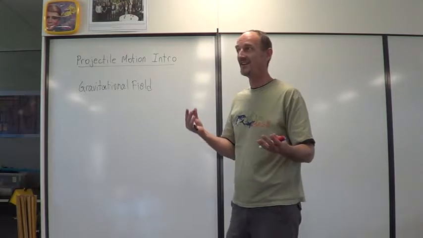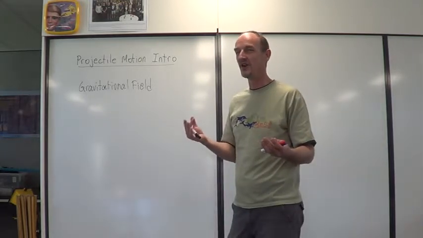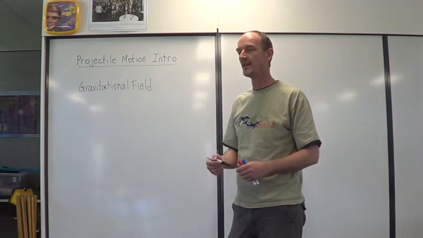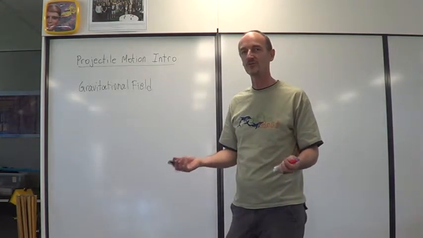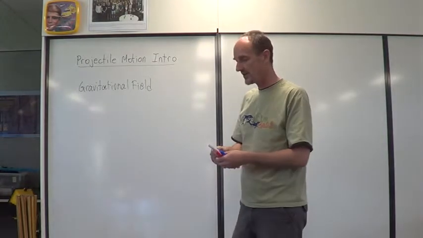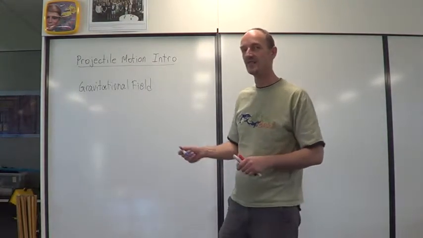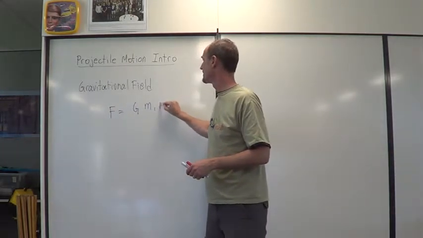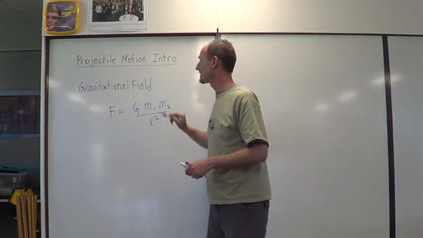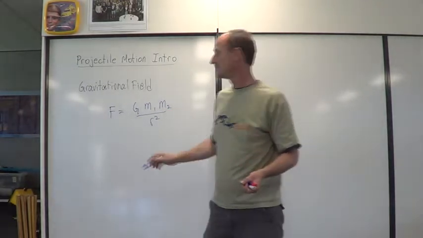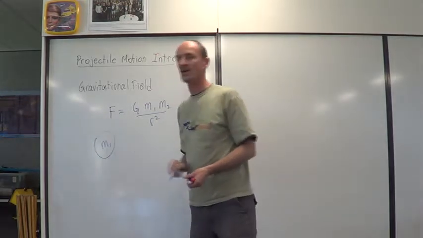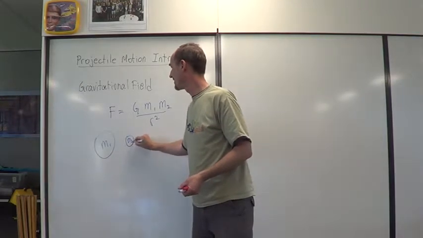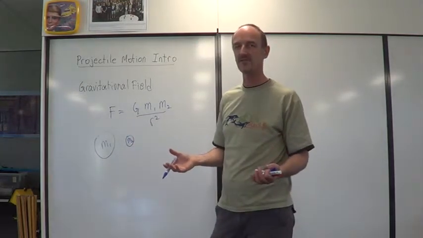Alright, so we all know that gravity exists, but how much the force is, is determined by what's known as the universal law of gravitation. That's summarised very simply by this formula. M1 might be the first mass, measured in kilograms, and M2 is the second mass, also in kilograms.